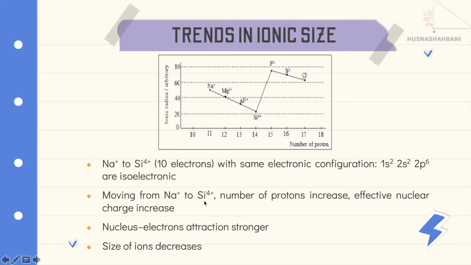Moving from Na+ to Si4+, the number of protons increases. Effective nuclear charge increases. So we know they are isoelectronic. They have the same number of electrons, but the number of protons increases. When the number of protons increases, the nucleus-electron attraction becomes stronger because they attract the same number of electrons. So the size of the ion decreases from left to right, from Na+ to Si4+.